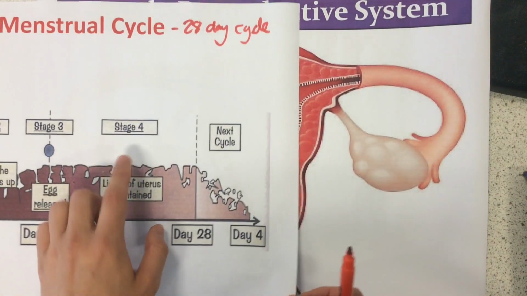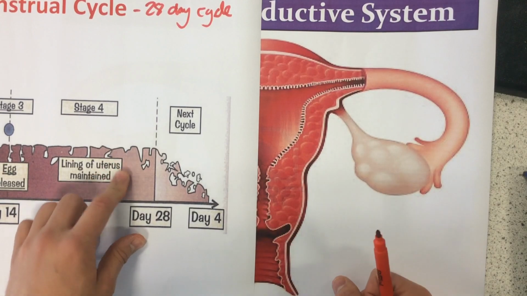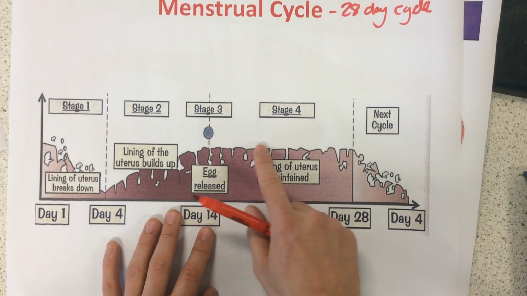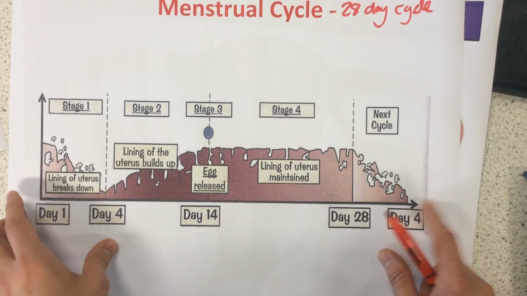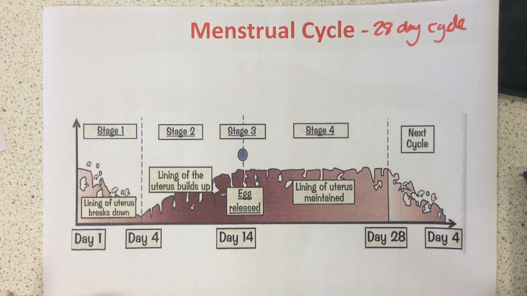So what this diagram here is showing is this lining of the uterus here. So we can see here the uterus lining is quite built up, and here it breaks down. So the menstrual cycle is controlled by different hormones.